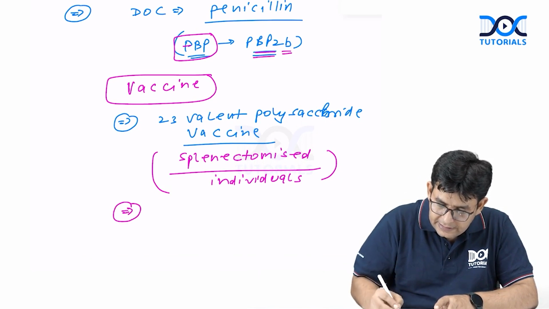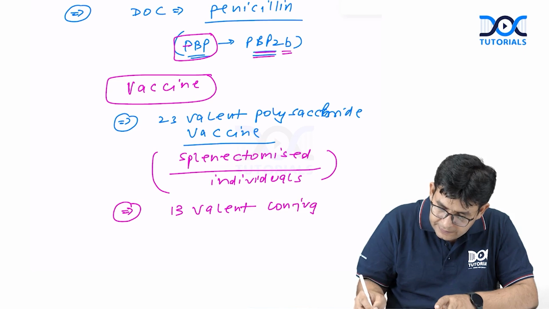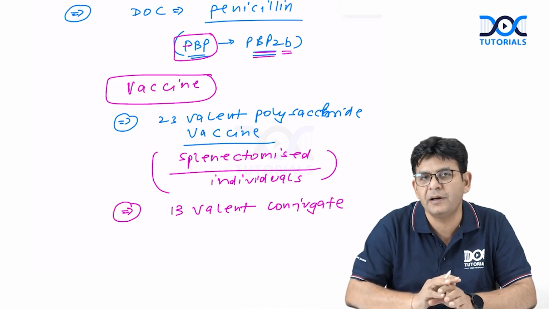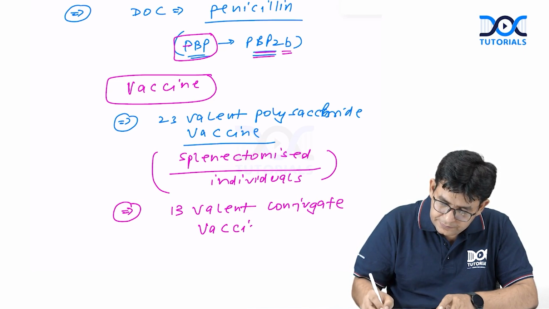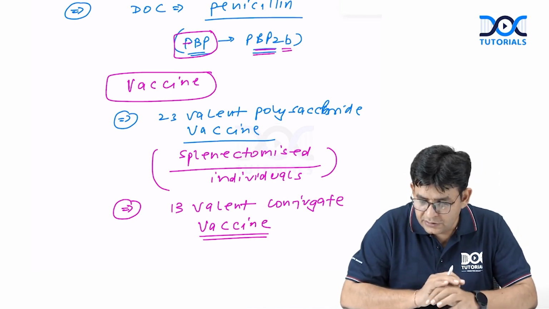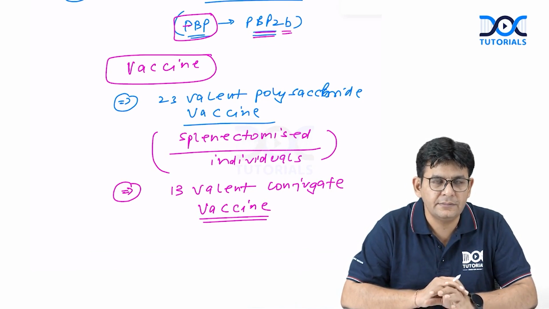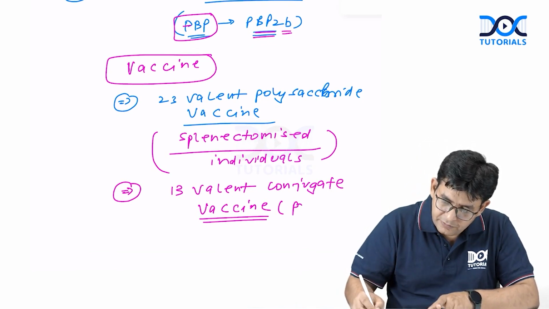And other than that, the 13-valent conjugate vaccine, which comes by the name of Prevnar, is now being given in children at 2 months, 4 months, and 6 months. So the 13-valent conjugate vaccine of pneumococcus is also available, and it comes by the name of Prevnar.